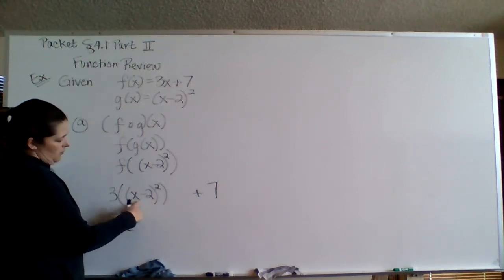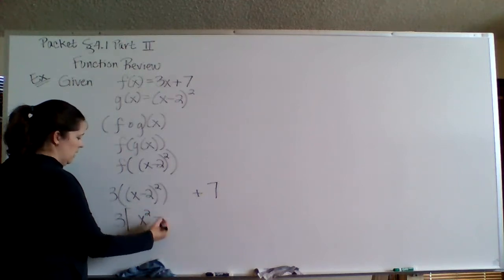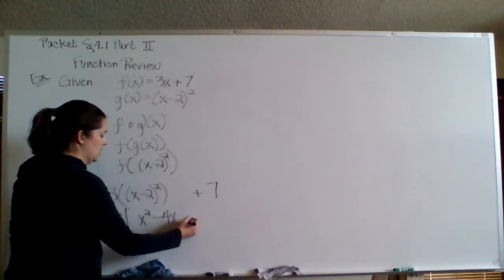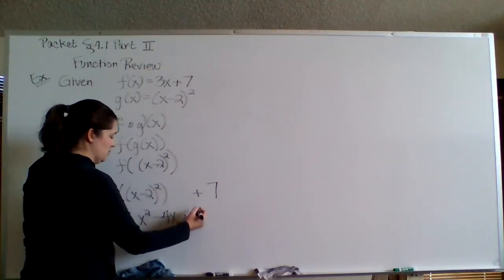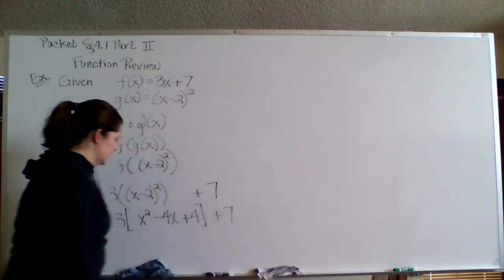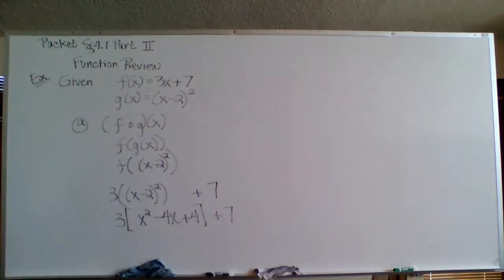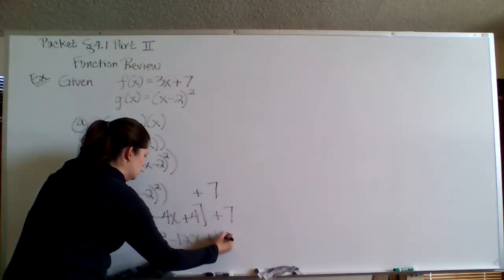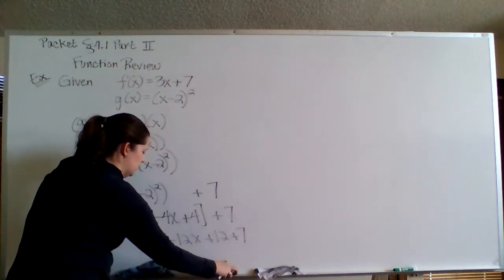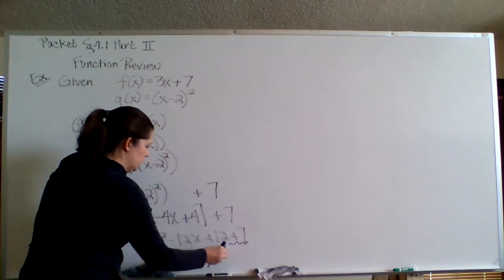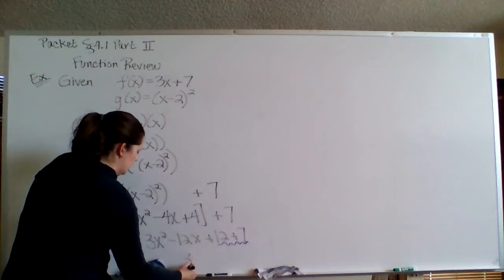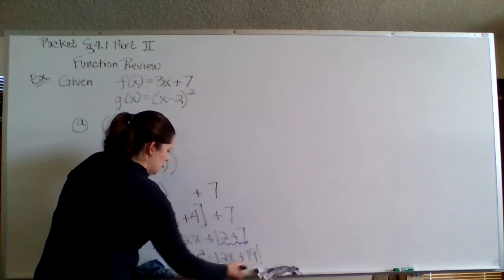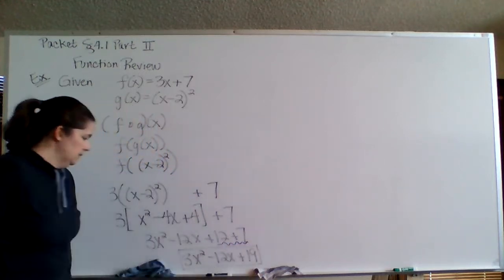So x minus 2 times itself, x minus 2, wouldn't that give me x squared? I'd have a negative 2x, another negative 2x, which could combine in the middle to give me negative 4x, and negative 2 times negative 2 is positive 4. And then we're going to distribute our 3 through. So 3x squared minus 12x plus 12 plus 7. And we can combine our little constants right here for a last little bit of like terms. And we have 3x squared minus 12x plus 19.